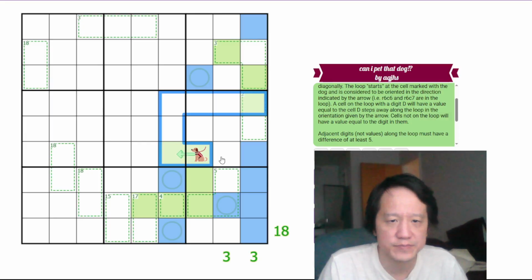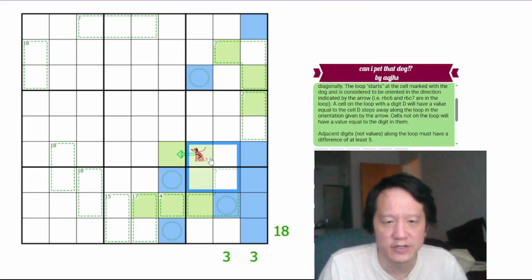And, okay, so it must connect through here, because this doesn't go that way. That doesn't work. This can only go through that way. So these are not on the loop. These cannot be on the loop. Since this can't be on the loop, this can't be on the loop here. So it must connect this way. This can't be on the loop because it would touch itself. So it doesn't go there. It must go through here.